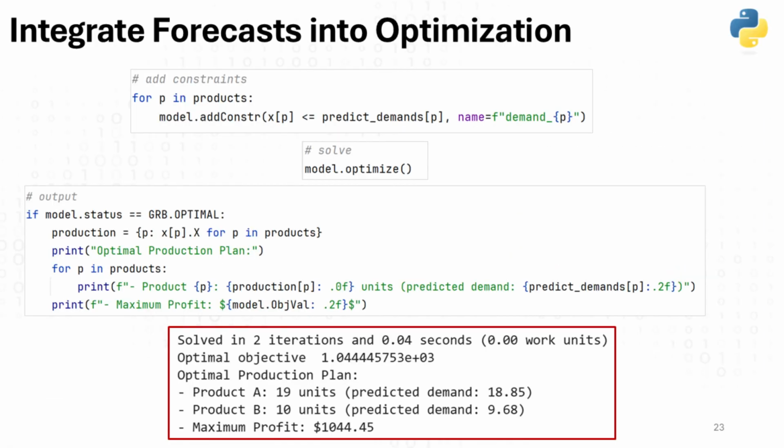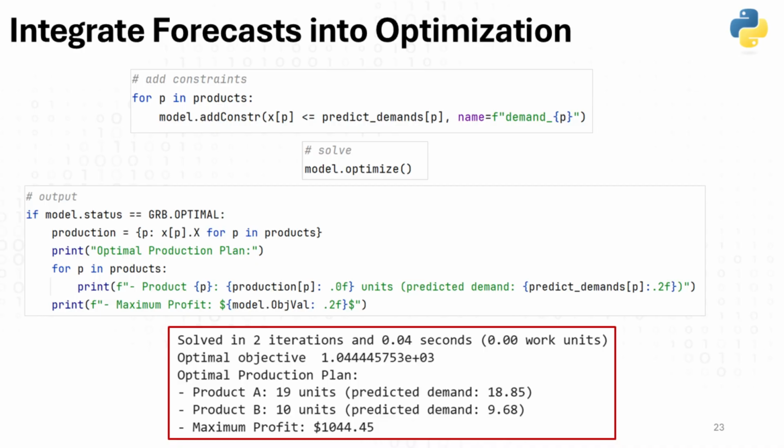Now, we reach the integration phase where our XGBoost forecasts become formal constraints within our optimization model. In the Python code snippet at the top, you can see how we systematically add constraints for each product in our portfolio. We use a simple for loop to iterate through our products, calling the model add constraint function. The logic here is critical. We specify that X of product P, our production quantity, must be less than or equal to our predicted demand of product P. This is the upper bound threshold we discussed, ensuring we never produce a single unit that the model hasn't justified through data.